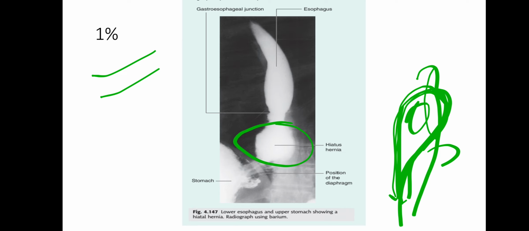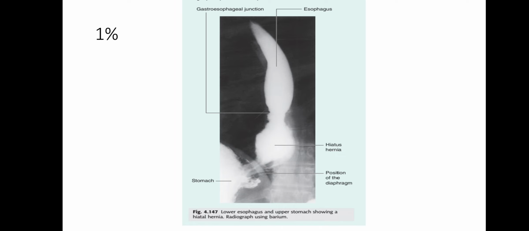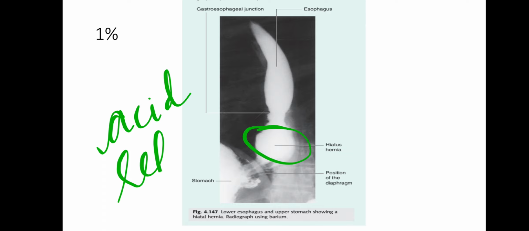Like you see in this picture of barium meal, the fundal portion of the stomach has herniated into the thorax. Here you can see the shadow of the diaphragm. So the fundal portion of the stomach has gone into the thoracic cavity. Most often it does not give rise to very morbid symptoms other than acid reflux, which can be treated medically.